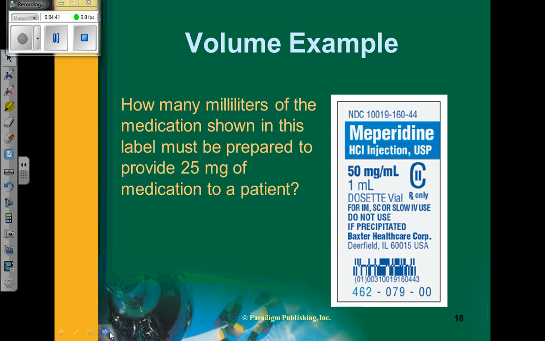So here is an example. How many milliliters of medication shown in this label must be prepared to provide 25 milligrams of medication for a patient? So you know you're going to have X milliliters for the 25 milligrams. To complete your ratio proportion, you look over here on the vial and you know it comes in 50 milligrams per milliliter. Now remember, put the weights together, 50 milligrams. And if it just says milliliters, it means 1.